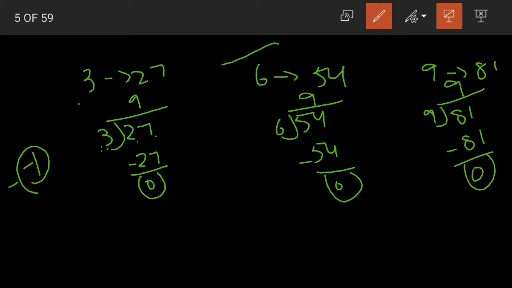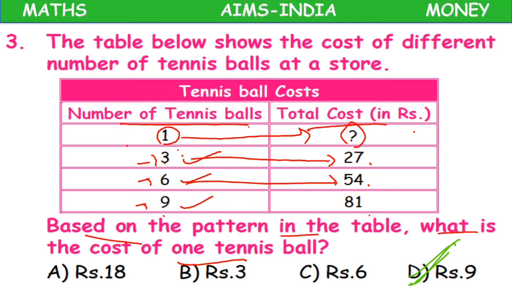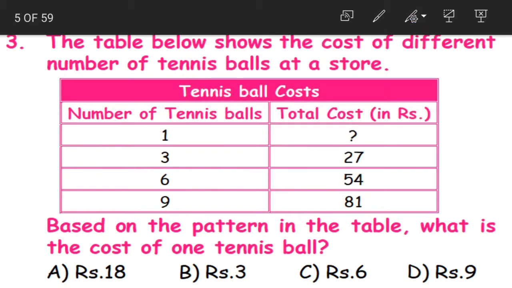In all these 3 cases, what is the answer that we got? The cost of one ball is equal to 9 rupees. That is the quotient here. Yes, children, clear what is the answer now? 9 rupees. That is our option D. The cost of 3 balls is 27 rupees, then the cost of one ball will be 27 divided by 3.